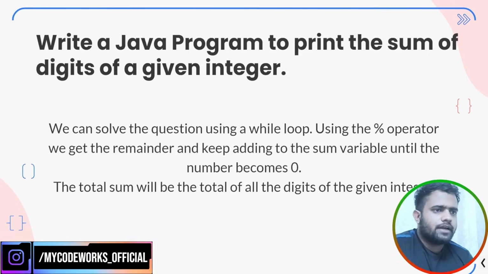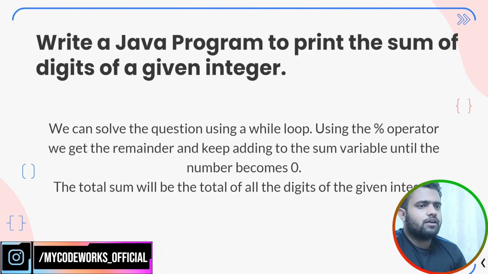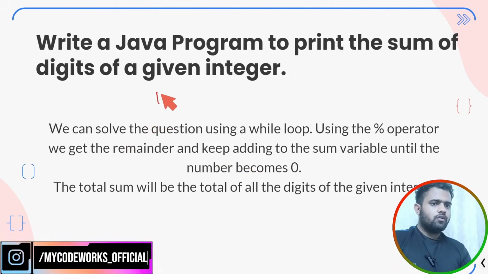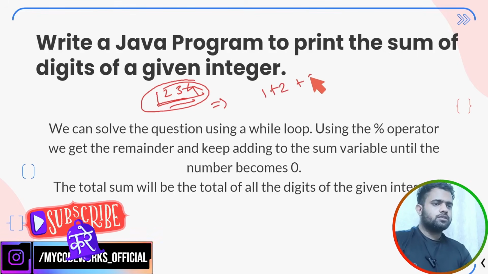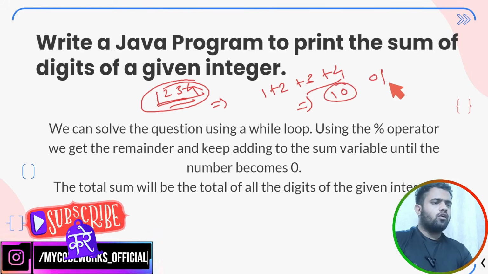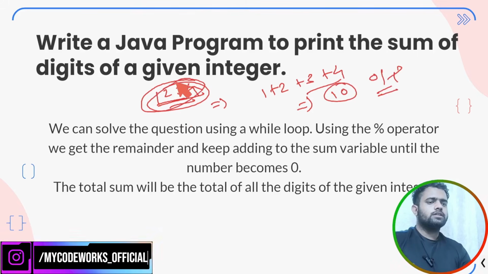So the next problem is: write a Java program to print the sum of digits of a given integer. So basically it's saying that you are given a number, a given integer. If I say 1234, we have to print the sum of these digits, right? So 1 plus 2 plus 3 plus 4, how much total will you get? 3, 6, 10. So this should be 10. The output should contain the sum of the digits of the given integer.